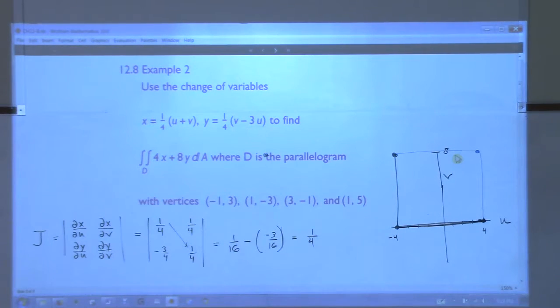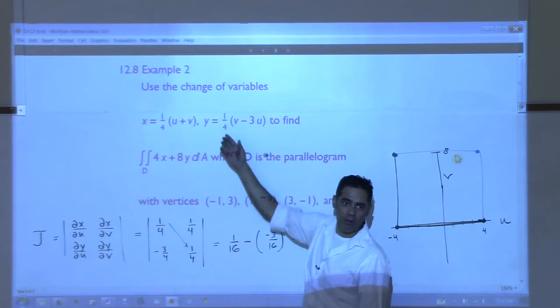So our Jacobian, that piece that we need to put in there, is actually a constant in this case. That happens anytime your transformations are linear, you're always going to have a constant there.